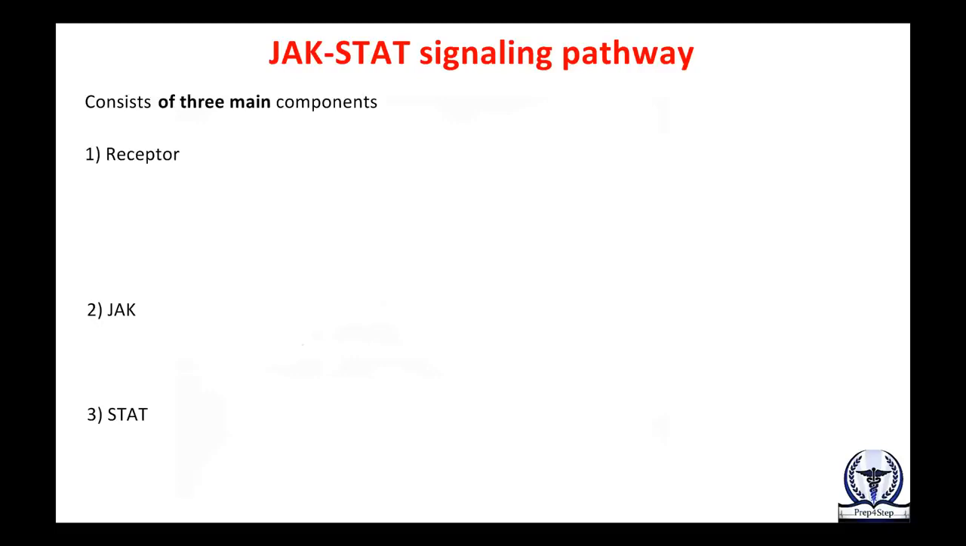So the JAK-STAT signaling pathway has three main components. One is the receptor on the cell surface of some particular types of cells, right? So it's on the cell surface. All right, now this cell surface receptor binds to specific signals or specific ligands.